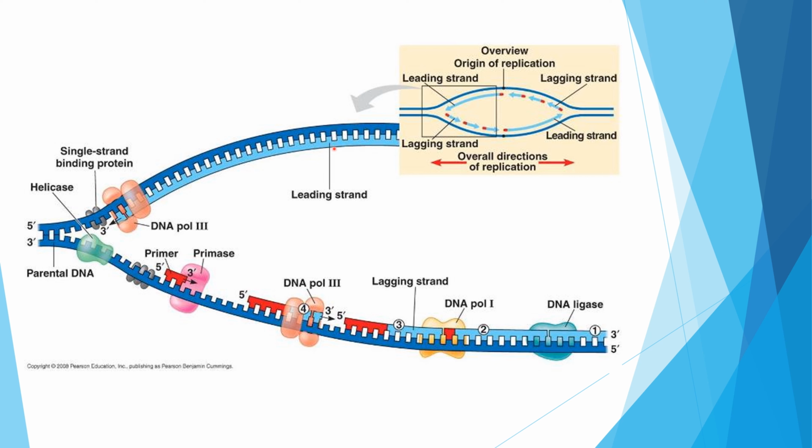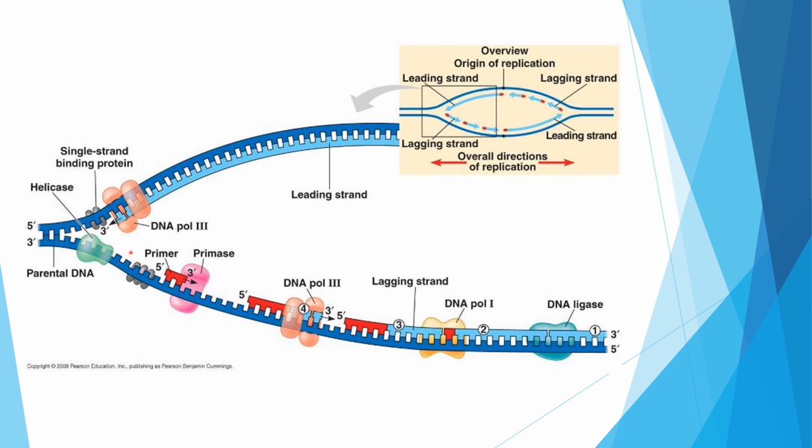This is the leading strand and this one is the lagging strand. The leading strand moves towards the replication fork and is replicated in the 5 to 3 direction. Whereas the lagging strand is replicated in the 5 to 3 direction in the form of short fragments called Okazaki fragments. It is also called the discontinuous strand, and the leading strand is also called the continuous strand.